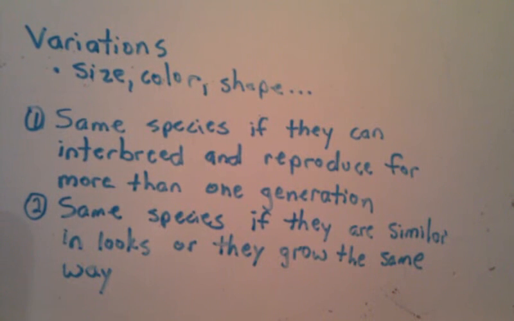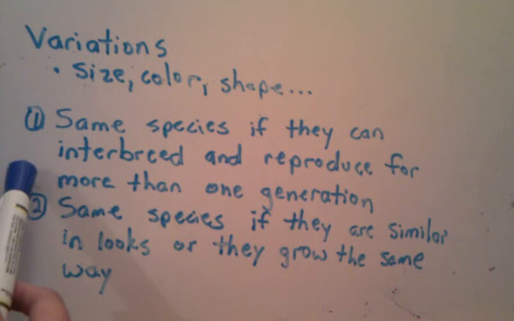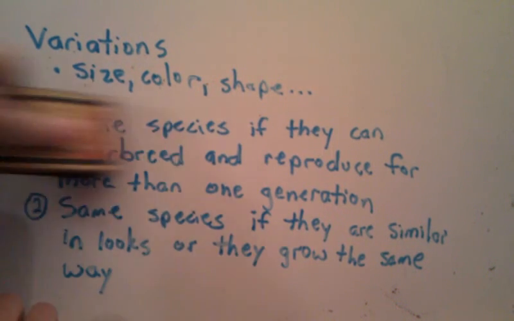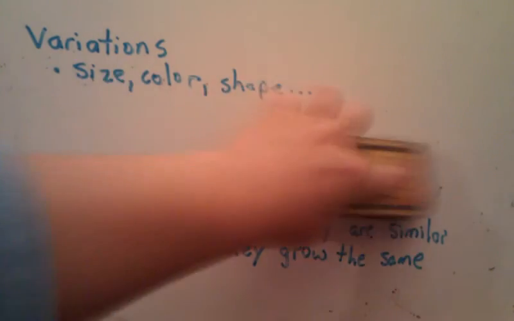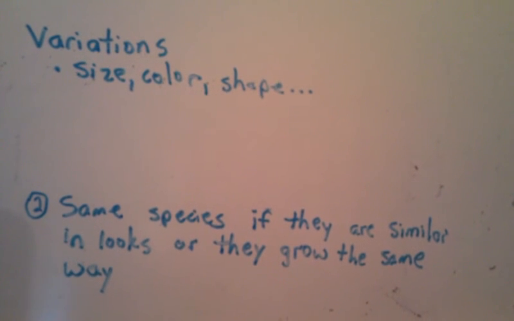Because mules cannot produce mule offspring, if we use the other definition of species, we might arrive at a different answer. Okay? And what it's saying is they can't reproduce for more than one generation. Mules are sterile. Okay? The only way to get a mule is to breed a horse and a donkey. So it's not considered to be a species. Alright. But if you go by this definition, they're similar in the way they look, they're similar in the way they grow. So by this definition, they would be a species.